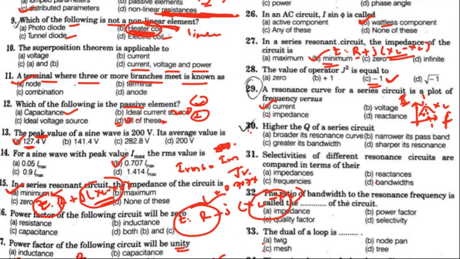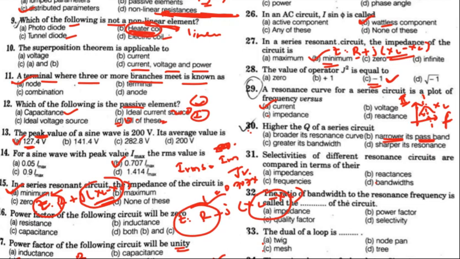Next one. Higher the quality factor of a series circuit, narrower its pass band. The curve becomes narrow, so narrow its pass band. Higher the quality factor, narrower its pass band. With a low quality factor it becomes broader, or greater its pass band.